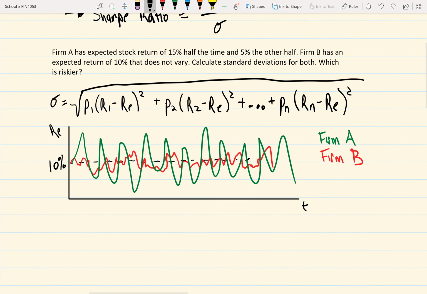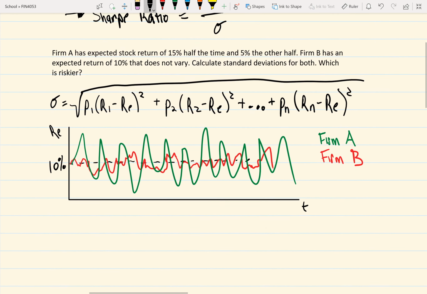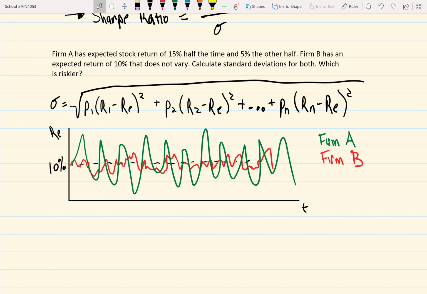So an example here, firm A has expected stock return of 15% half the time and 5% the other half. Firm B has an expected return of 10% that does not vary. Calculate standard deviations for both, which is riskier. So first, this is the example in the book. Obviously, firm B, it says it does not vary, so intuitively we know the standard deviation is 0.